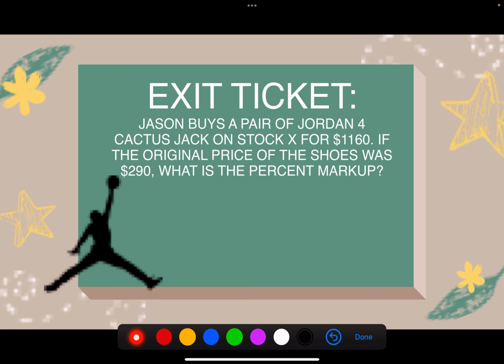And if you have time, you have your exit ticket on your notes. Make sure you answer that. Make sure you're answering in complete sentences. When it says what is the percent markup, I need a complete sentence for that. So you're going to tell me the percent markup for the pair of Jordan Fours is, or the percent markup for the Cactus Jacks is, and then tell me. Okay, so make sure you are writing in complete sentences. Remember, capital letter, punctuation at the end.